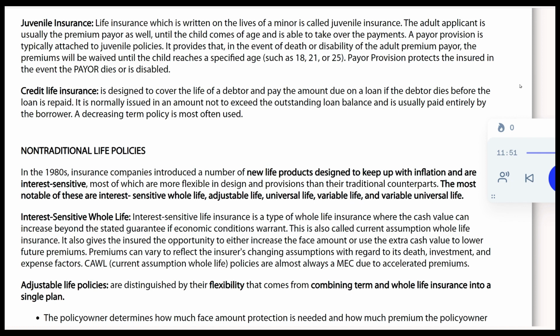It also gives the insured the opportunity to either increase the face amount or use the extra cash value to lower future premiums. Premiums can vary to reflect the insurer's changing assumptions with regard to its death, investment, and expense factors. Current assumption whole life policies are almost always a MEC due to accelerated premiums.